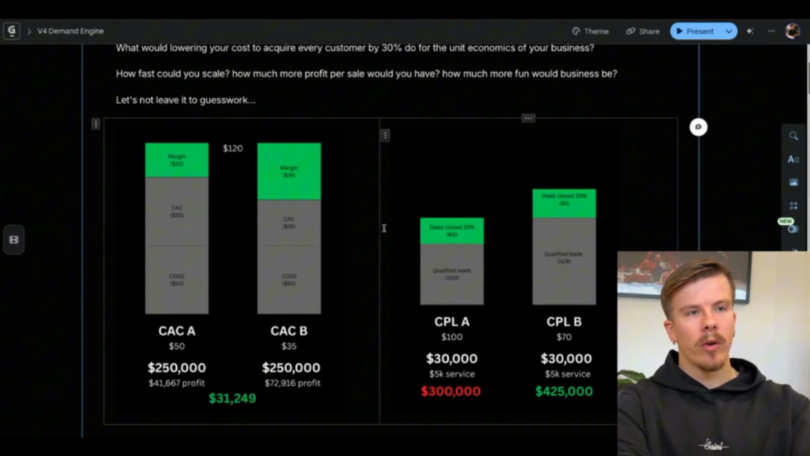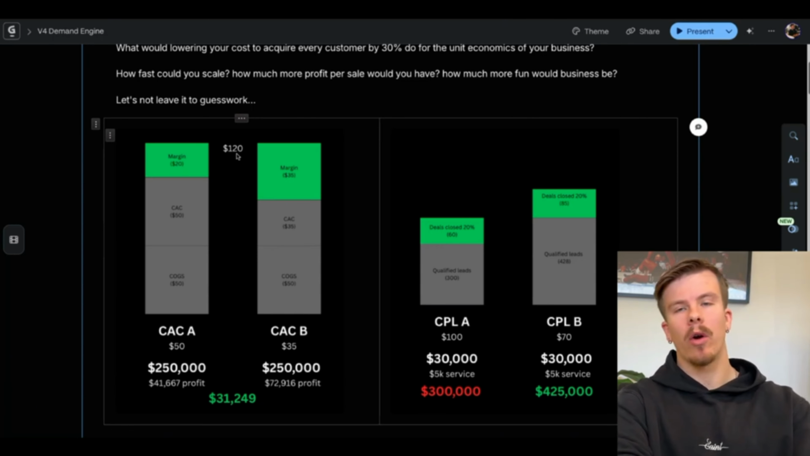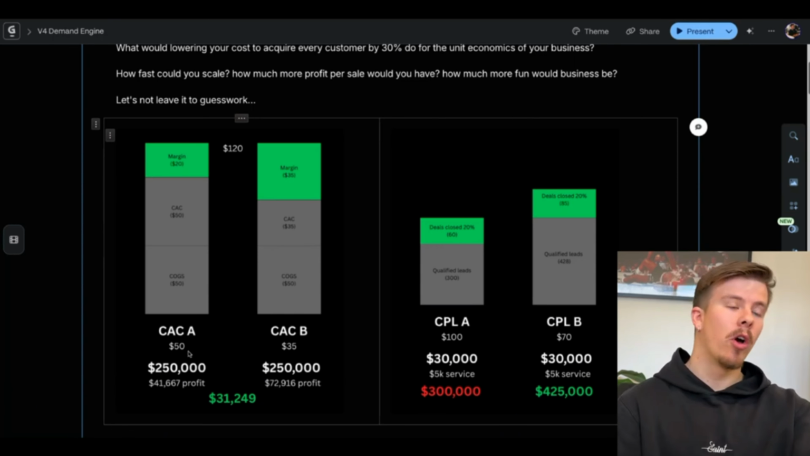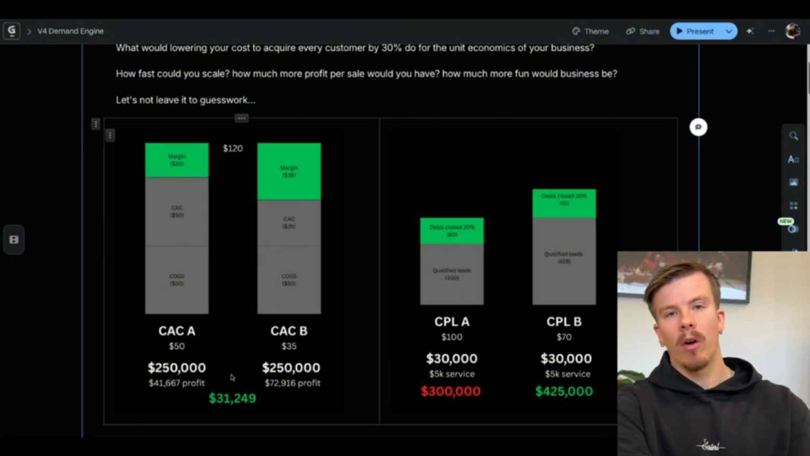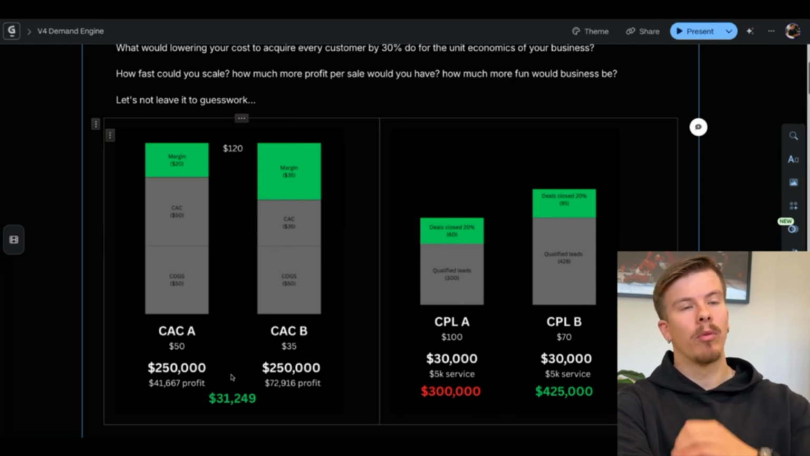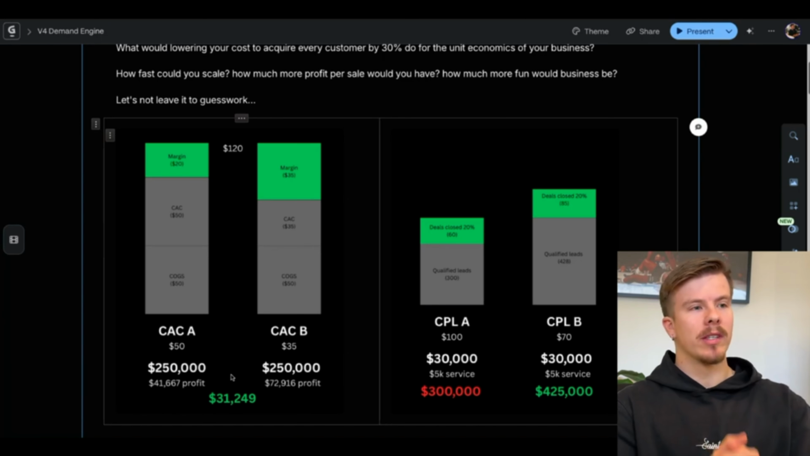So in a basic e-com model, D2C, if we're running at $120 cost per sale, simply lowering our CAC by 30% would lower us from $50 to $35 in this scenario. If we're running 250K a month revenue, which a lot of you are probably doing a lot more than that, it shifts our profit volume, makes us an additional $31,000 in profit at the end of the month without doing anything else but lowering our CPA, right? So this is an important metric to consider.